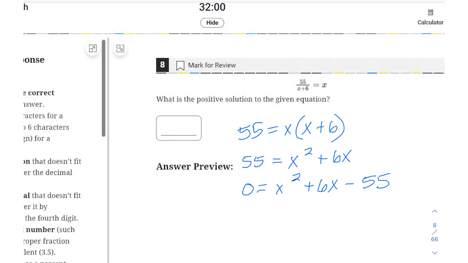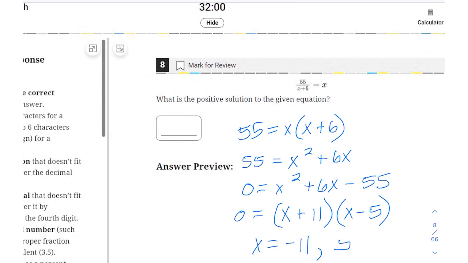So there aren't a ton of factors for 55. 1 and 55, that's not going to work. How about 5 and 11? Hey, look at that. 5 and 11, we could figure out a way to get those to add to 6 if we did a positive 11 and a negative 5, then that'll work out. And that's exactly what we can do here, giving us two solutions. We have x equals negative 11 and positive 5.